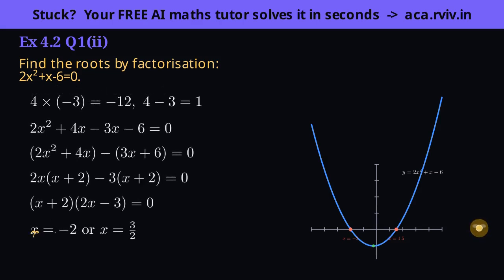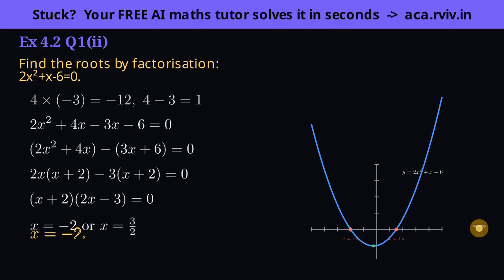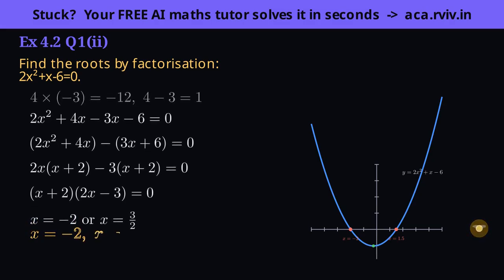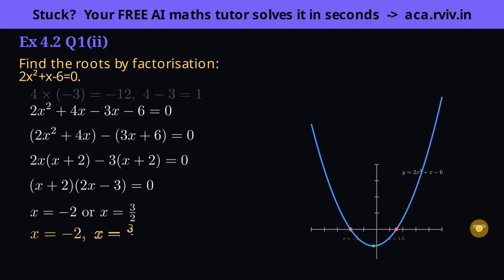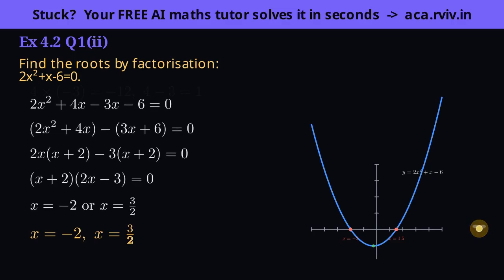Burn this in. Whenever a is not 1, split by the product a times c, never by c alone. Using c would have you hunting for a pair with product minus 6, and you'd never rebuild the equation correctly.